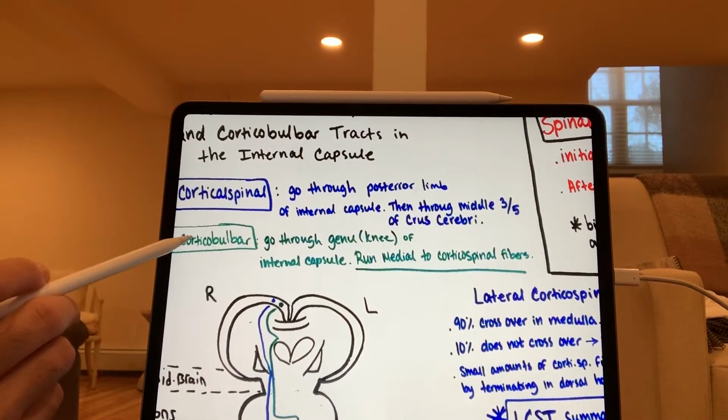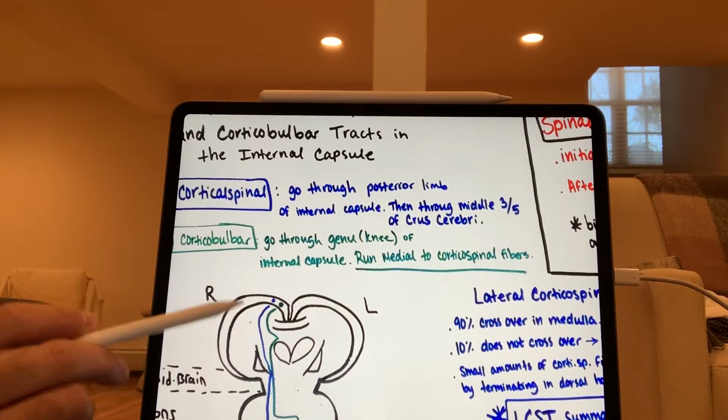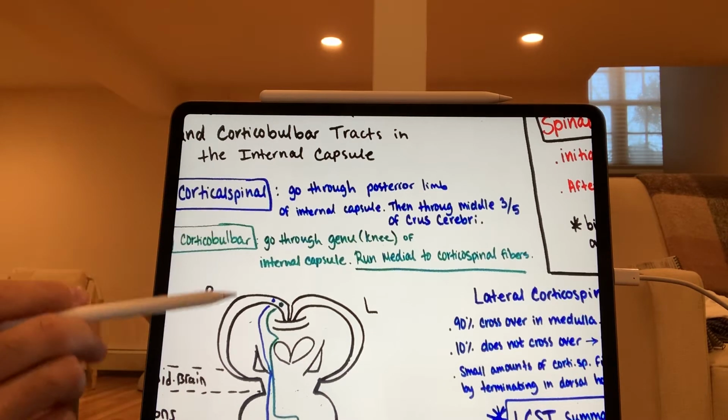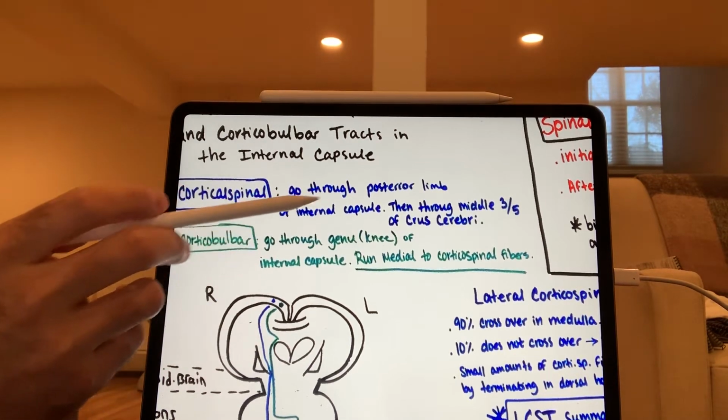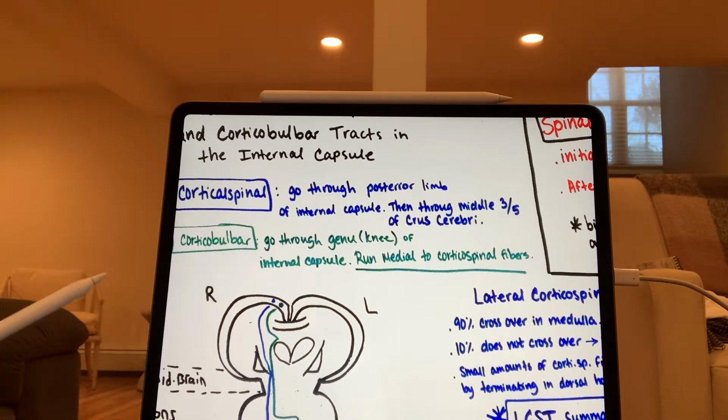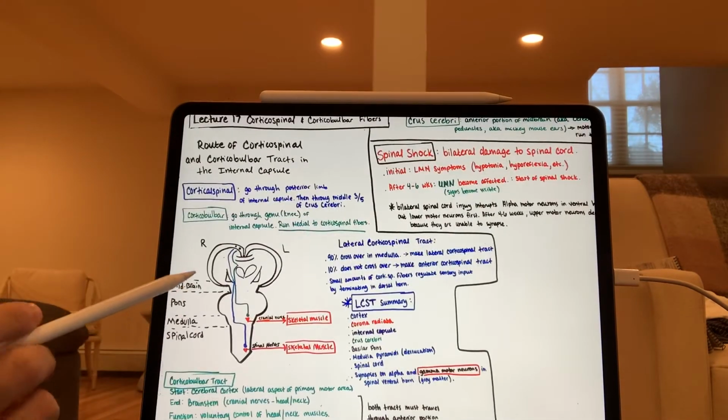Corticospinal and corticobulbar. Corticospinal, which for us is going to be in light blue, presents as blue on the whiteboard here. It goes through the posterior limb of the internal capsule, and then it goes through the middle 3/5 of the crus cerebri. The crus cerebri we'll introduce in a second, but that's the midbrain. That's where the midbrain is.